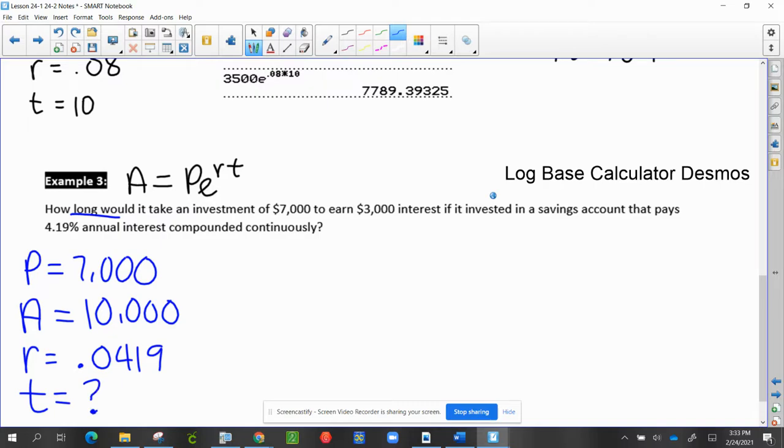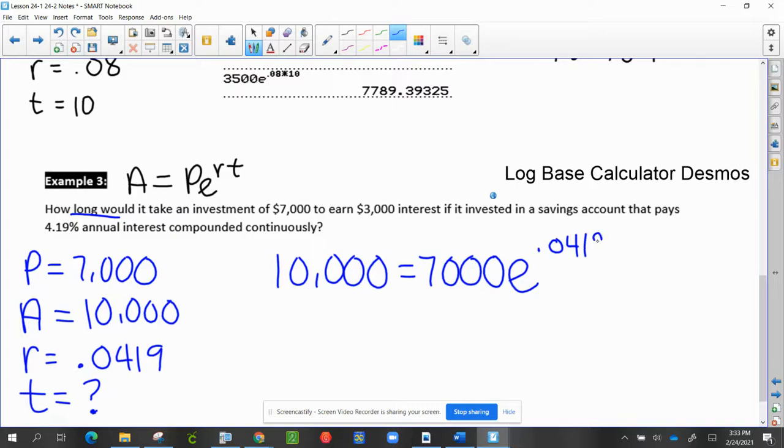We know how much money we're going to have at the end, but how long will it take to get $10,000? So let's set up everything we know in our formula. We have $10,000 equal to $7,000 times e to the 0.0419 t power. This is an exponential equation because the thing we're solving for, t, is in the exponent spot. So we're going to have to do a little log equation to figure that out.